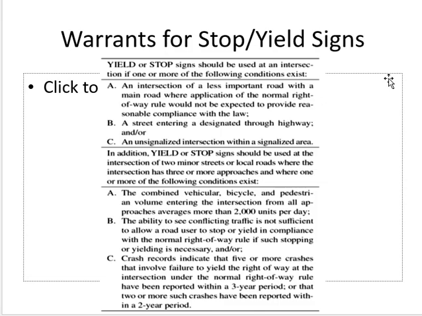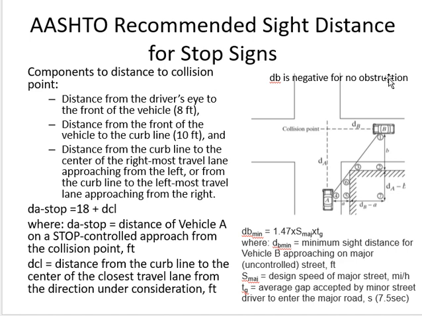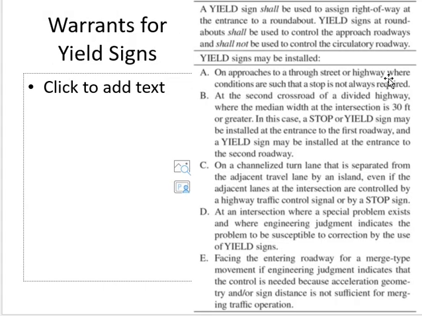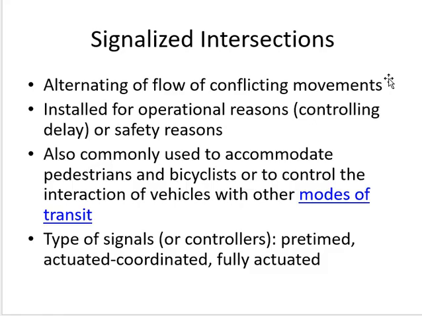Okay, yesterday we continued with some of the warrants for the stop and the give way signs. We looked at the special requirements which are pushed forward by ASTO if you are going to put the stop sign. So this is something extra which you have to check for the stop sign. We discussed two-way stop sign, all-way stop sign, give-way sign, and then we moved on to signals.